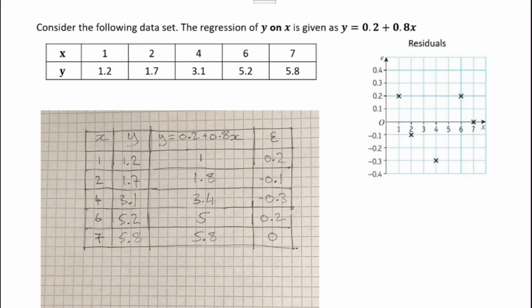If we were asked to make an assumption or to predict which of these would be an outlier, it would be the value which has the largest residual, the largest magnitude of the residual. In this case, it would be 4. The point 4, 3.1 has a residual of size 0.3. It's the largest residual. It would be the point that's the furthest away from the regression line.